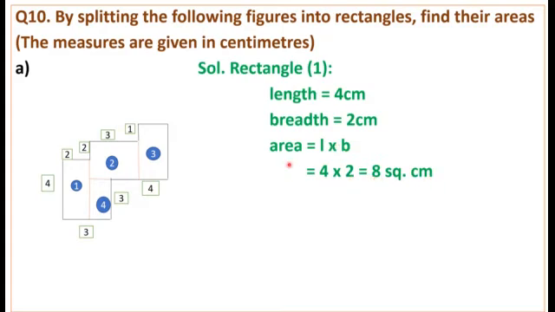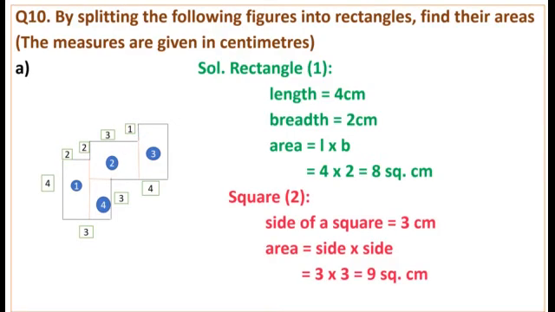Then in the second one we have both the sides equal. The length is 3 centimeter and the width is also 3 centimeter. That means all the sides are 3 centimeter, so it is a square. So the side of the square is 3 centimeter and the area will be side into side, that is 3 into 3 equals 9 square centimeter.